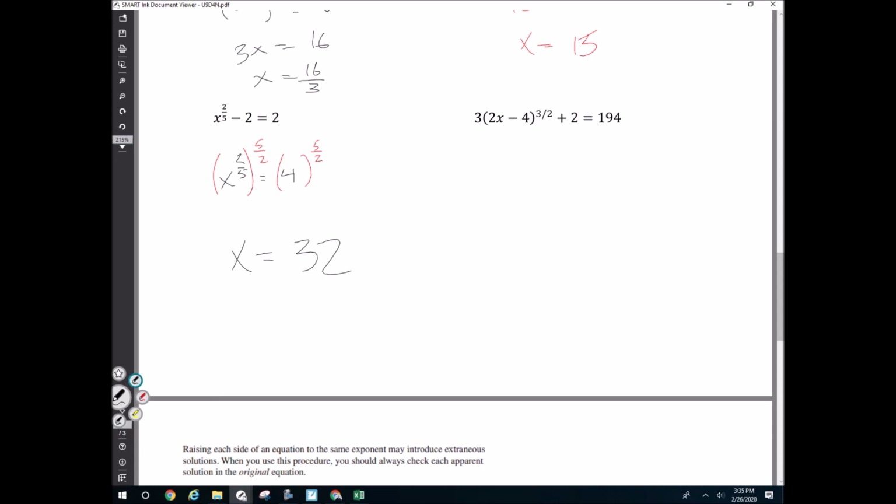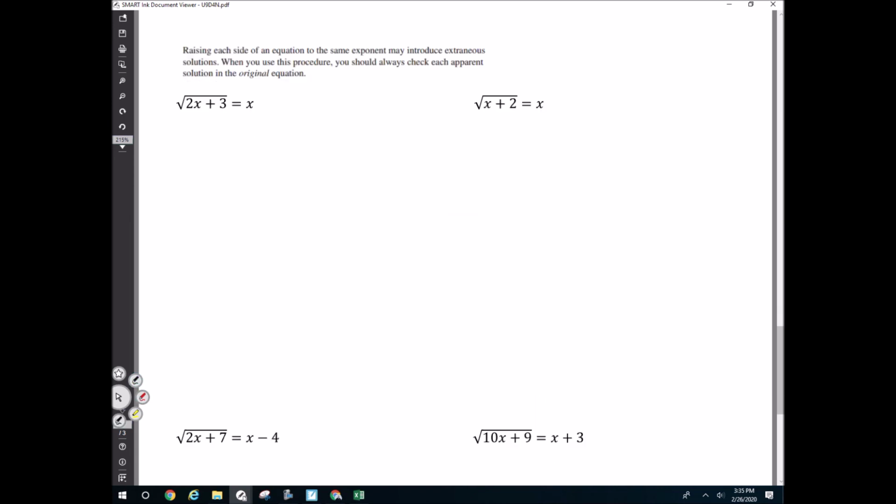All right. Let's do this next page. I got a square root by itself, but I got an x on the other side. What should I do?